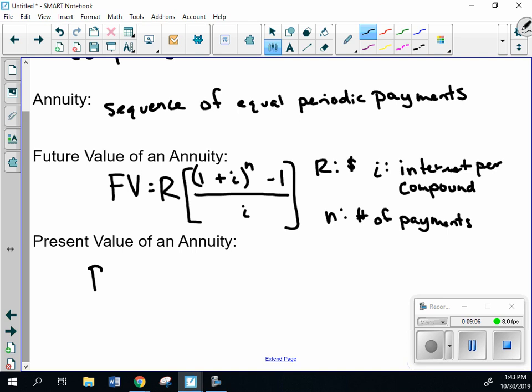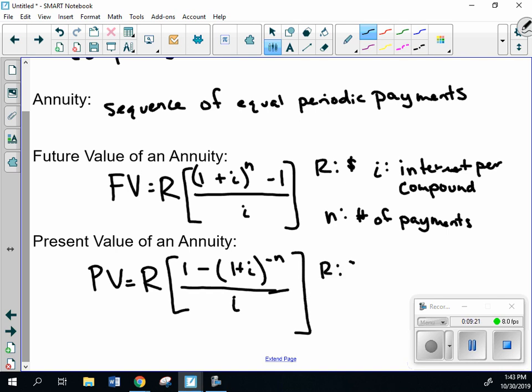So we have PV equals R times 1 minus 1 plus I to the power of negative n, and that's all divided by I, where again the R is your dollar amount, I is your interest rate per compound, and N is number of payments.